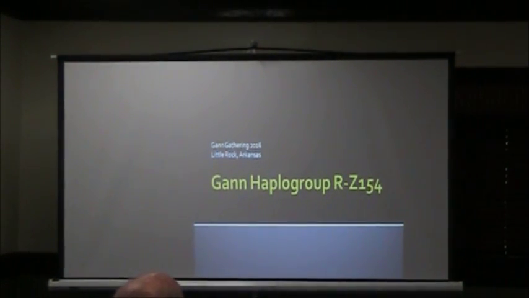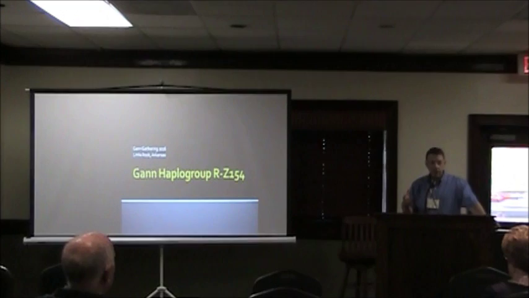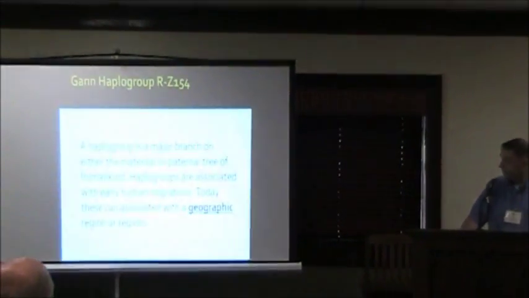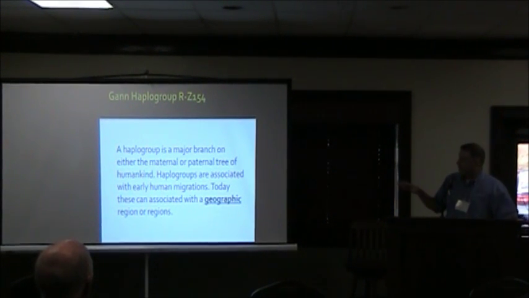It's the subgroup R. That's what all the Ganns are, R1b. And it went way down to this Z154, and I'm going to try and explain that to you and tell you a little bit of the significance of what that means. All right, haplogroups. I'm just going to read this, and we'll go through it real easy.